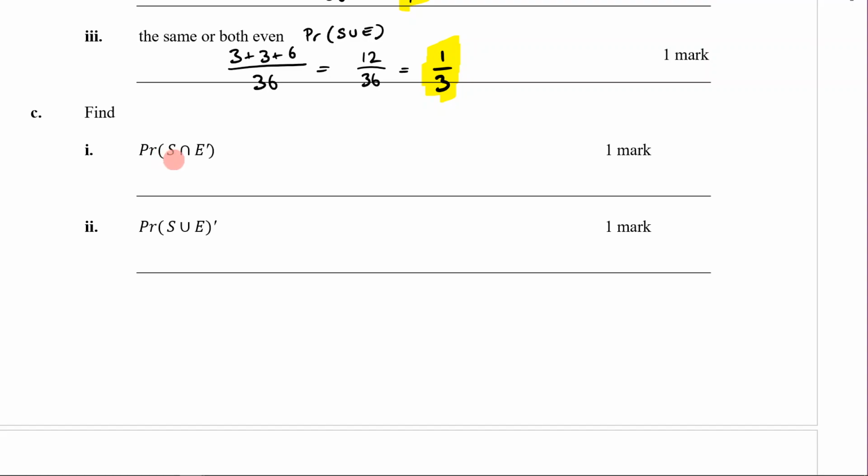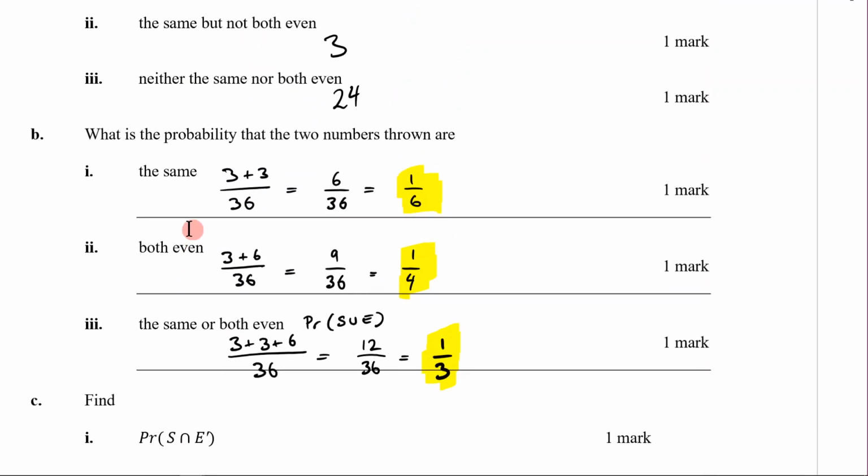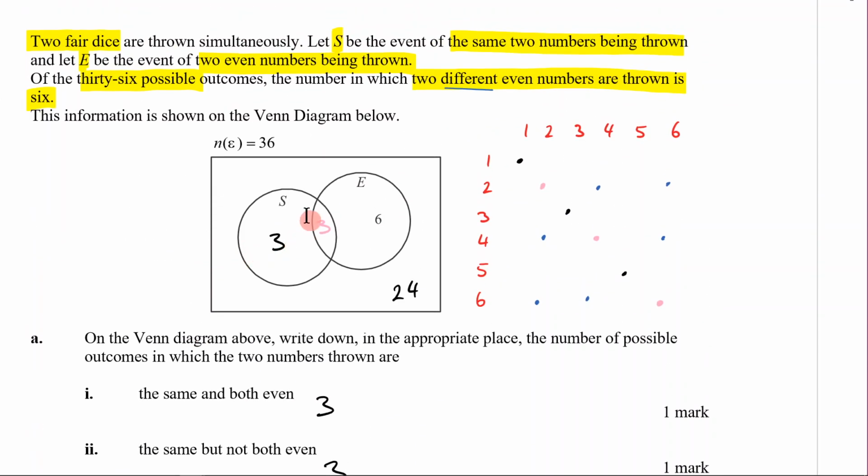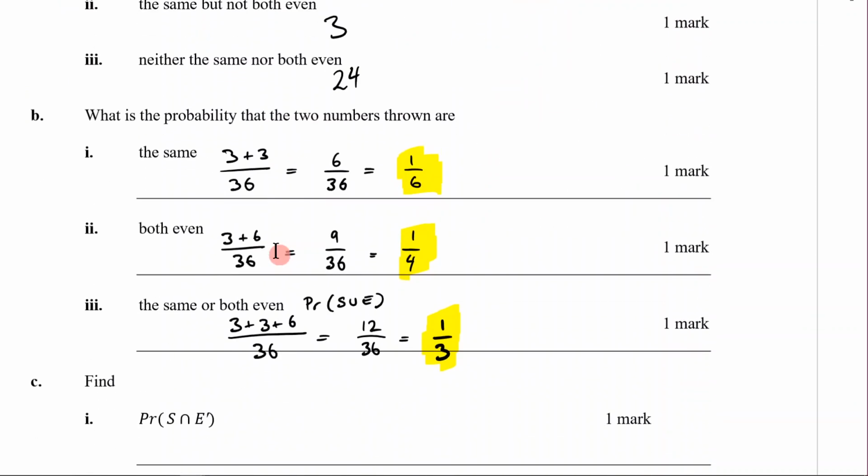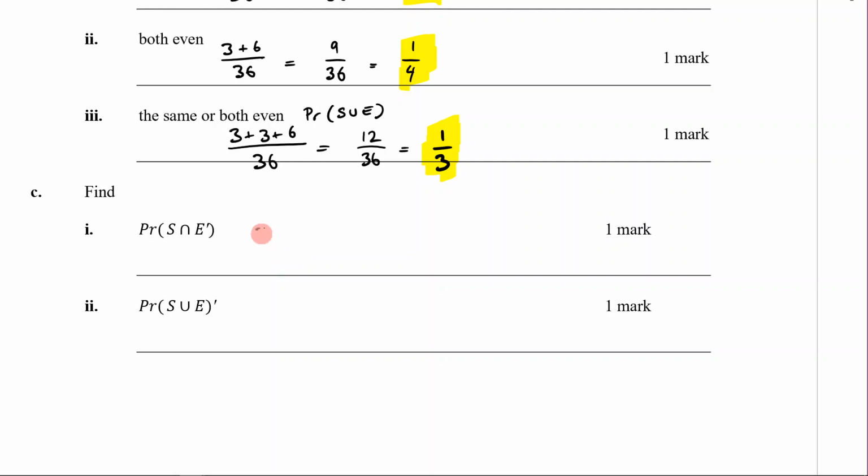So we're finding here the probability of S intersection of everything not in E. So let's come up here and just look at this for a second. Intersection of S, so here's S, and everything not in E. So I know that's just going to be this 3 here, because that's where they would intersect. So it's going to be 3 on 36, which is 1 on 12.